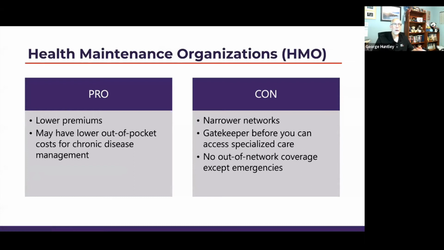So an HMO is going to have a lower premium because it's a narrower network. And in an HMO, you've got to go to the doctors in that network. It is a narrower network. It's typically not a very broad national kind of thing. There's a gatekeeper before you can access any specialized care. But in an HMO, you may actually have lower out-of-pocket costs for chronic diseases. They actually are trying to help you maintain your health. That is what that plan design is about. But it's really about the narrow network and giving you a gatekeeper to jump through before you get to the next one. If you go outside of the network, expect to pay 100%.